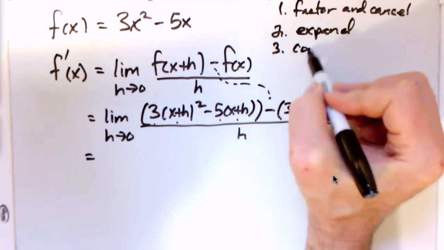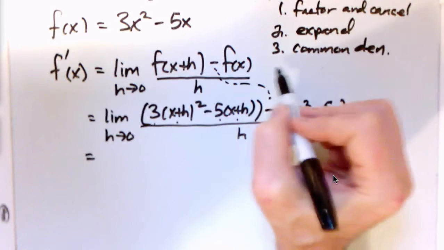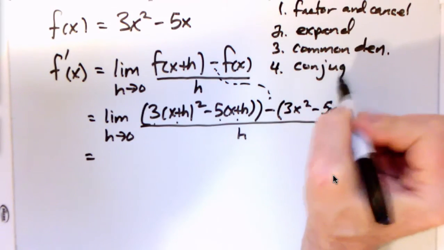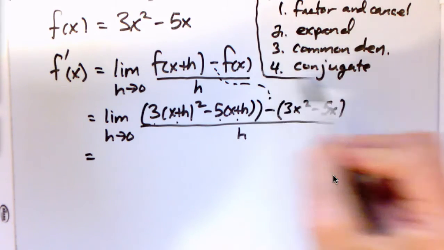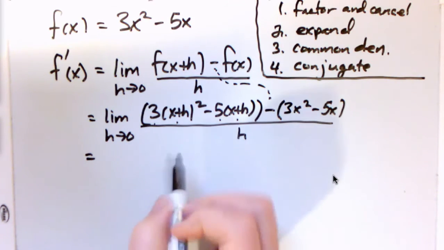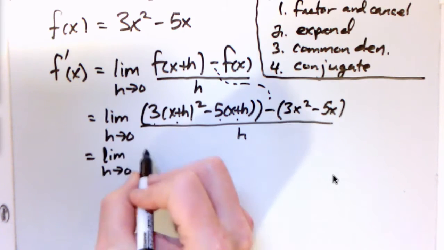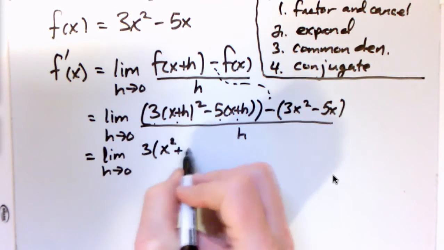Common denominator, we're going to need that when we go to deal with rational functions. And conjugates, which we're going to need when we deal with square roots. So here I'm going to expand, being careful with minus signs and distributing constants.